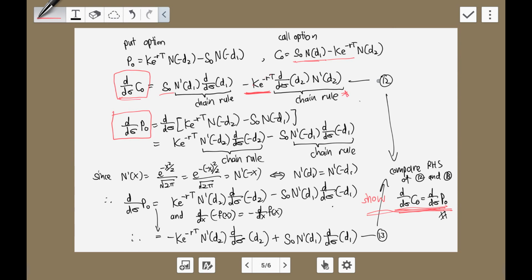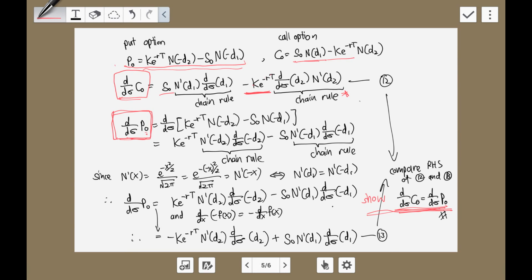We'll not simplify the expression further because it's not necessary, and let's differentiate the price of the put option with respect to sigma. So the put option pricing model is this. You can Google the Black-Scholes put option pricing model, and then you get this formula, and you just need to differentiate this using the chain rule as well. So same thing as earlier.